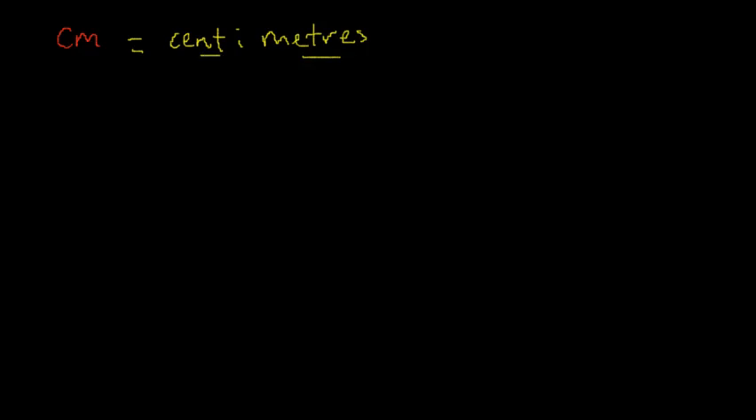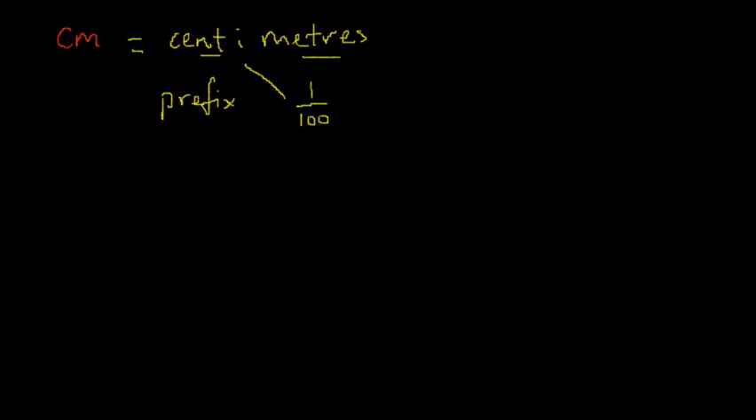But what about centi? Now, centi is what we call a prefix. A prefix just means some word that you put in front of another word, like here you have meters and you have centimeters. But in this case, centi itself has a specific meaning. It means 1 over 100. That's the meaning of centi.